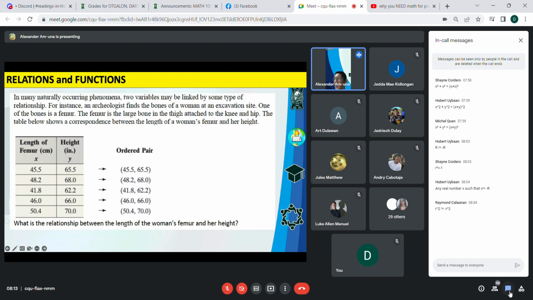So when the length of the femur is 45.5, the height is 65.5. When the femur's length is 48.2, the height is 68, and so on. So that is 41.8, 62.2, 46 is 66, 50.4 is 70. What is the relationship between the length of the woman's femur and her height? What do you think, ladies and gentlemen? Kindly type your answer in the chat box.